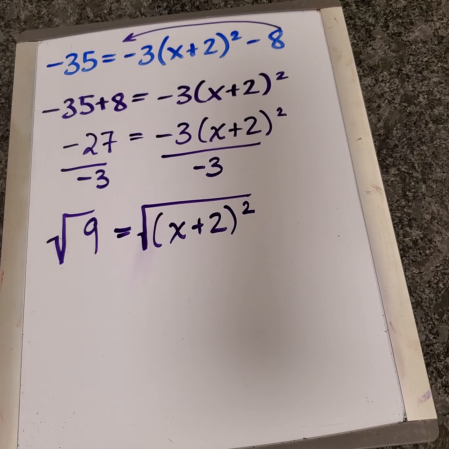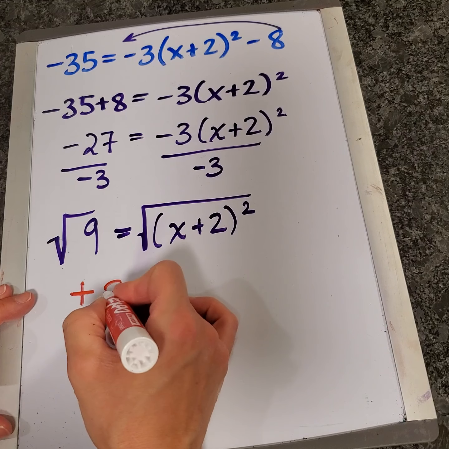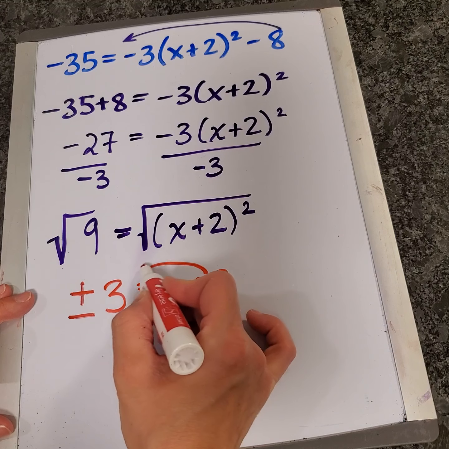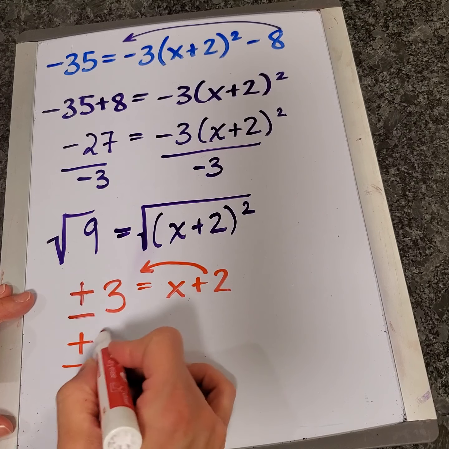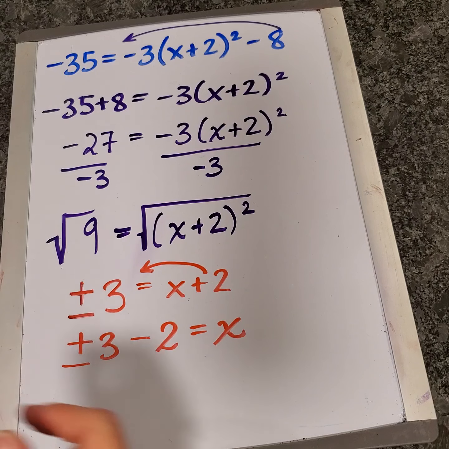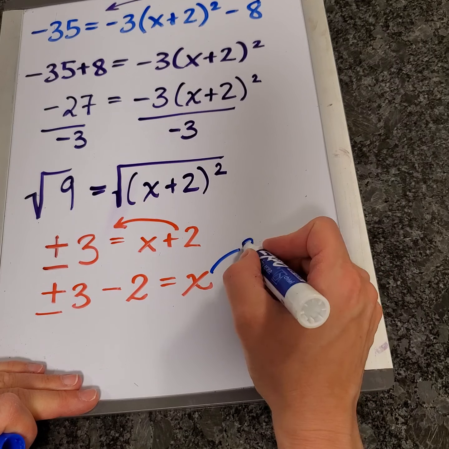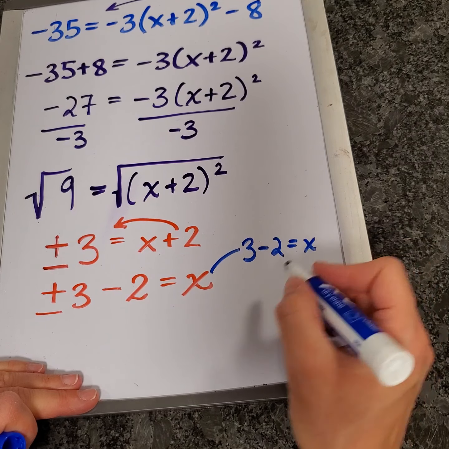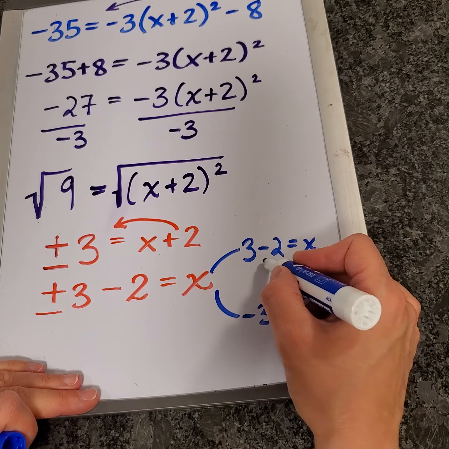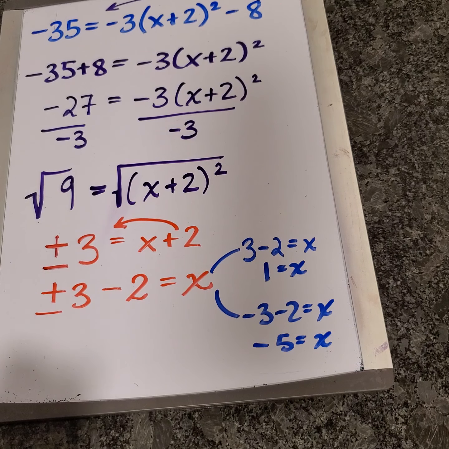Be careful, this is one of the most commonly made mistakes. When we square root 9, we get plus or minus 3 equals x plus 2. To isolate x, the plus 2 has to come over. So we're going to have plus or minus 3 minus 2 equals x. And then from here, we get two different answers. So we get plus 3 minus 2 equals x, and we get minus 3 minus 2 equals x. So x would be 1, or x would be -5.